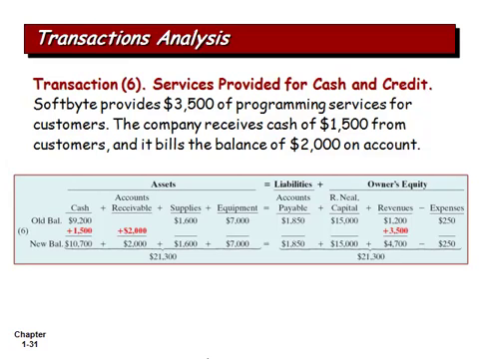Transaction 6, we earned some more revenue. We did some more work with $3,500 of programming services, so we increased our revenue by $3,500. One customer paid us cash for $1,500, and we have another customer or multiple customers that owe us a total of $2,000. So we increased our cash balance by $1,500 and increased our accounts receivable by $2,000. Once again, our assets total $21,300, and that equals our liabilities plus owner's equity, so our equation's still in balance. Don't we love it?